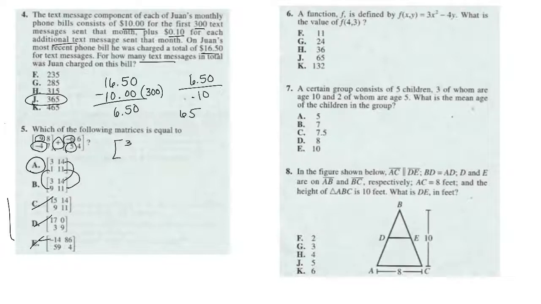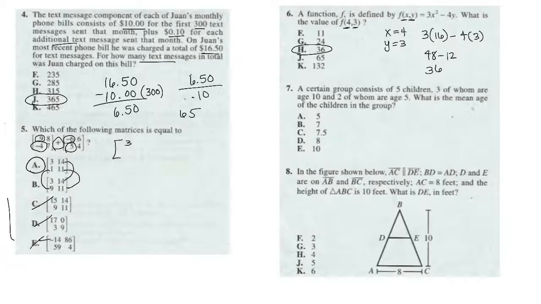Moving on to number 6, this notation gets people from time to time. Look at the order, x comma y, 4 comma 3. So that's telling me x is 4 and y is 3. And you do some substitution here. So I'm going to have 3 times 4 squared minus 4 times 3. And so 3 times 16 is going to be 48 minus 12. So it looks like we should have 36 left.